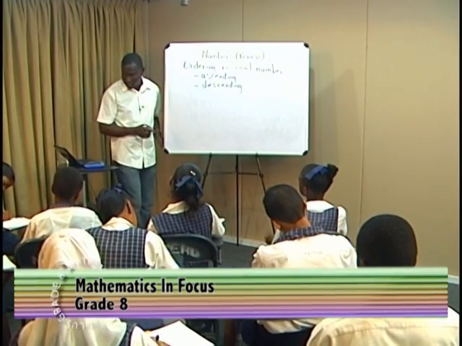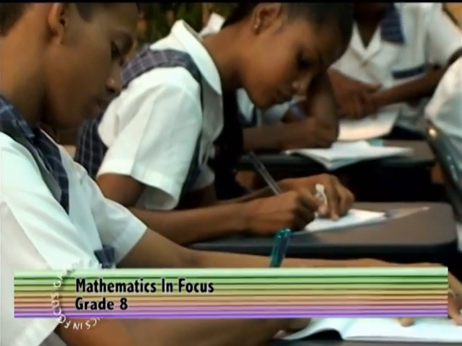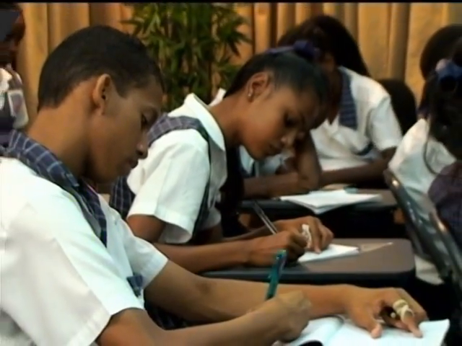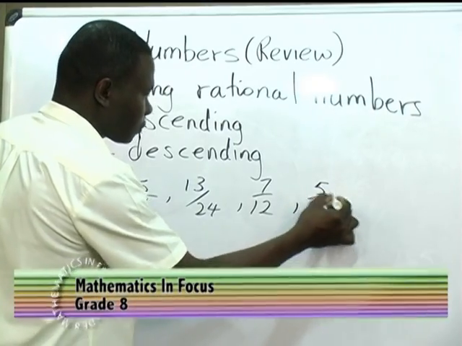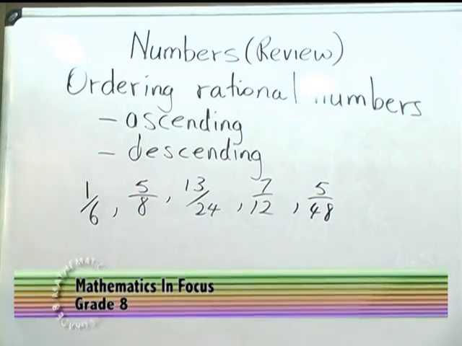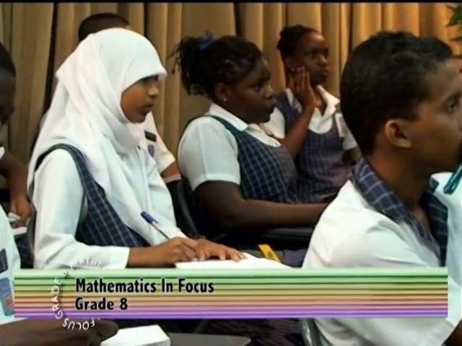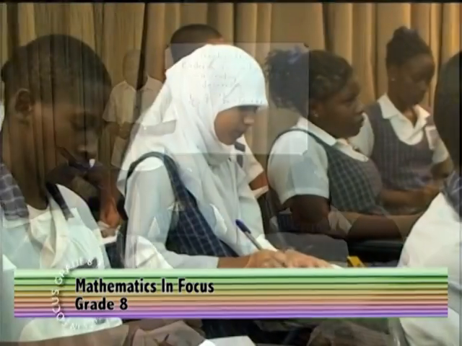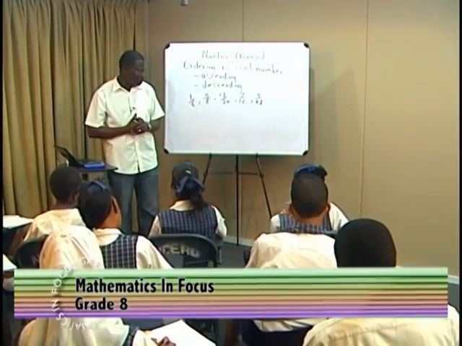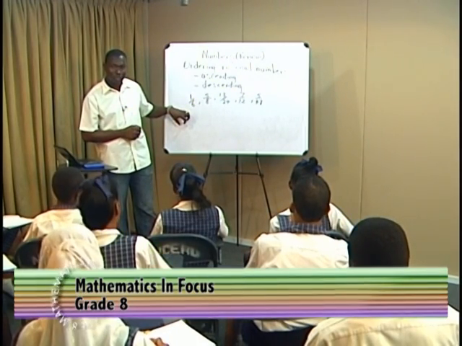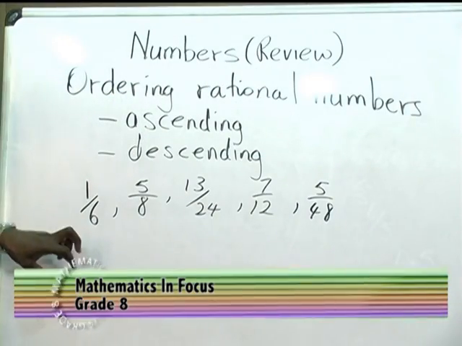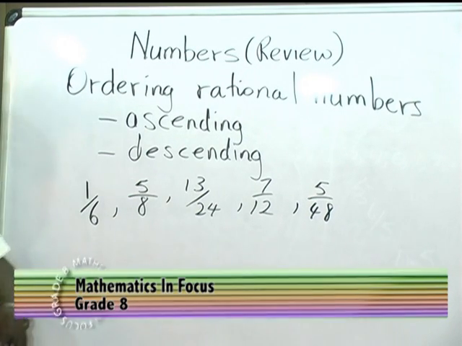Consider these numbers. We have these 5 numbers, to write them in descending order. So in descending order, which will be the first number? The largest or the smallest? Largest. Yes, because we started with the largest and we're going down.